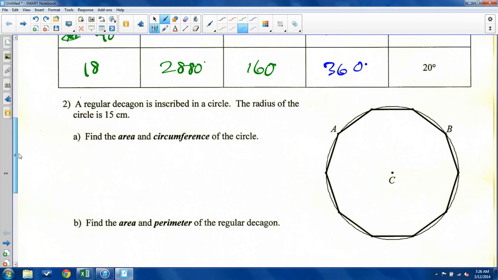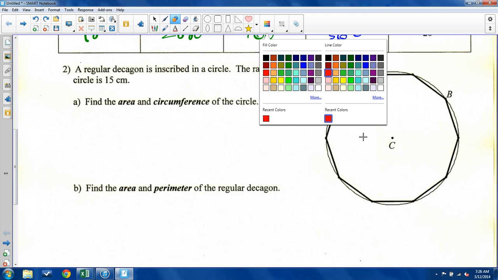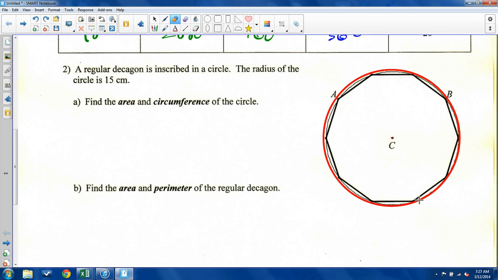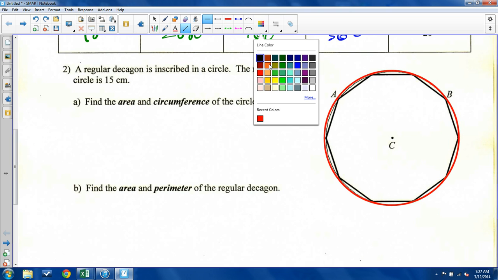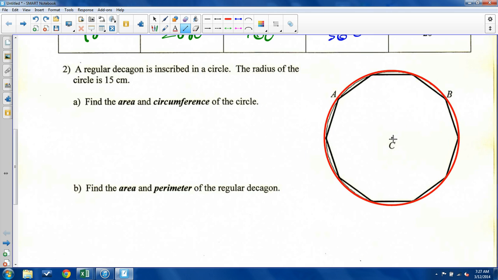Okay, number 2, a regular decagon's inscribed in a circle. The radius of the circle is 15 centimeters. So you can see the circle actually on the outside. Actually, I'm going to make it a different color. Let's make it red. Let's hope the center is right in the middle. Pretty close, right? There's your circle, and it has a radius. Make it red. Let's make it dotted. Let's have some fun with it.